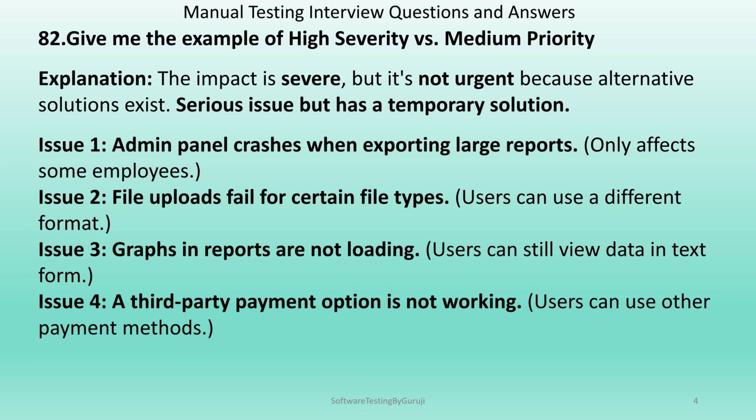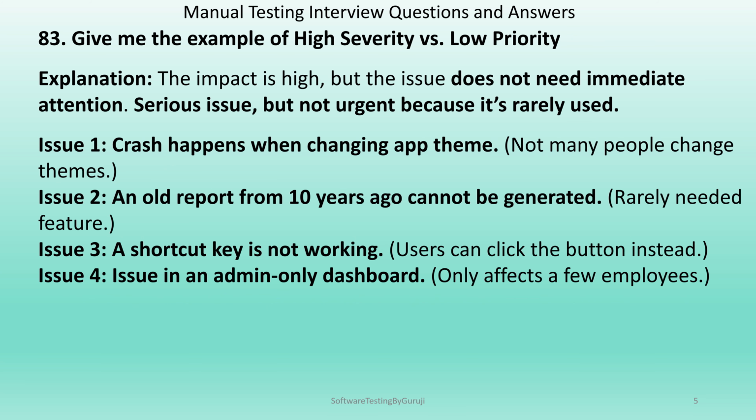Let's move to another question. The next question is: give me the example of high severity versus low priority. Explanation: the impact is high but the issue does not need immediate attention. A serious issue but not urgent because it's rarely used. Let's see some examples for it.